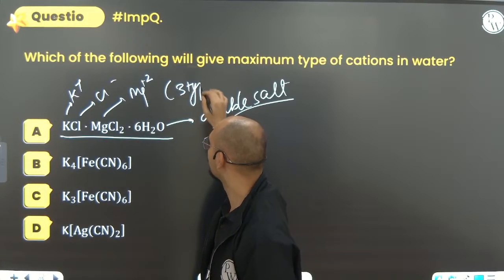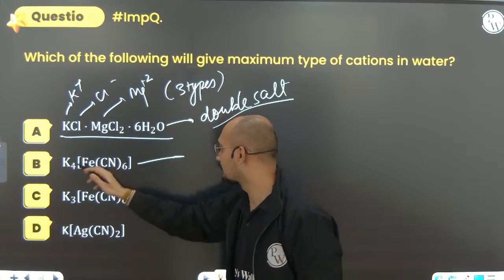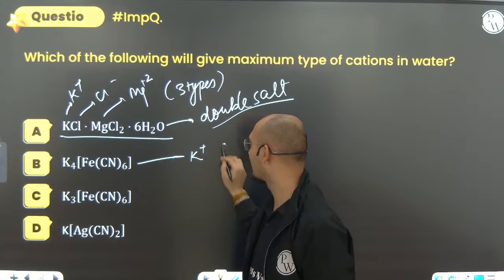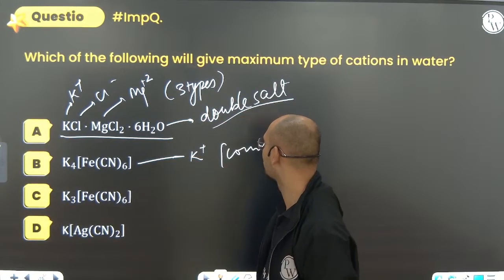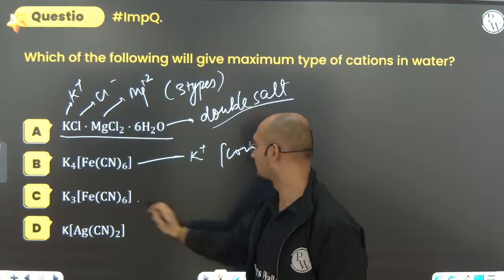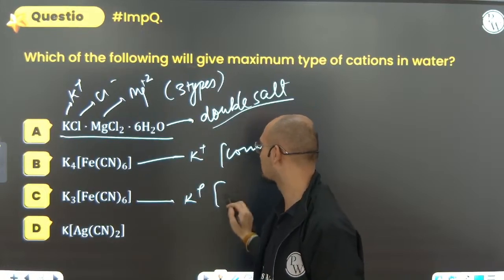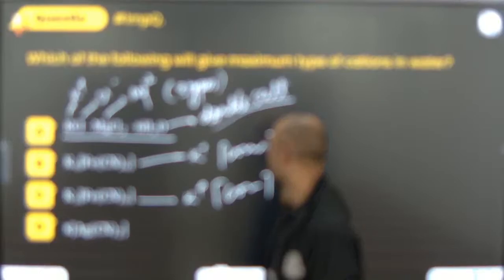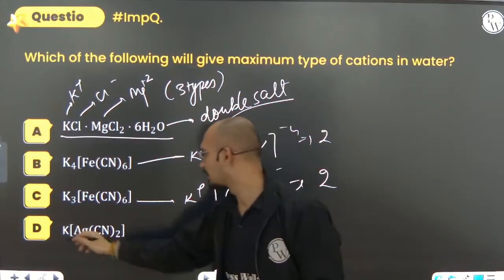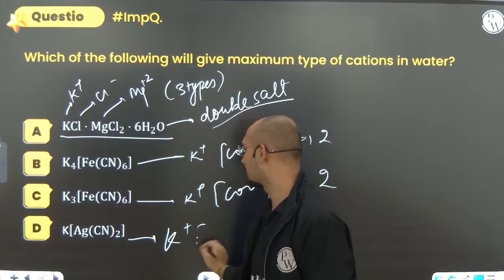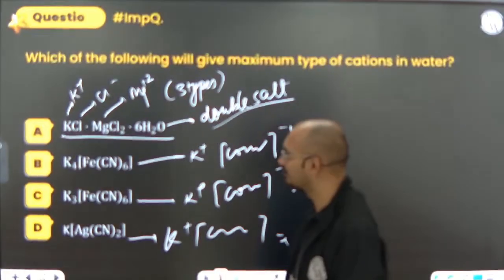Here it is going to give potassium ion and one complex ion. Can you see what it is going to give? Again, it will also give one potassium ion and one complex ion. So how many types? 2 types. Here also how many types? 2 types. Here also one potassium ion and one complex ion. Here also it is going to be 2. So option A is a very good, so easy one, right?